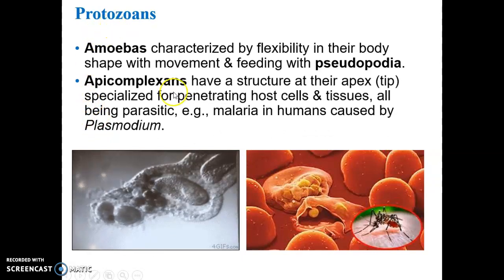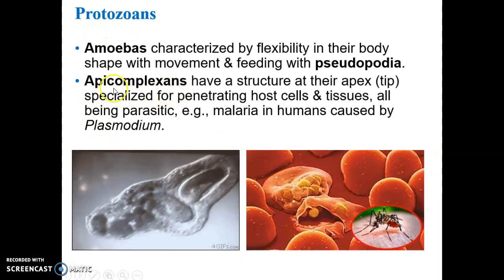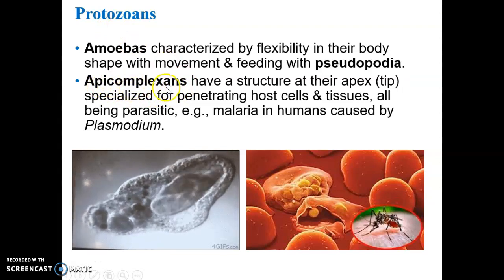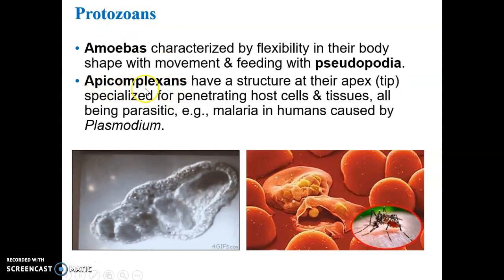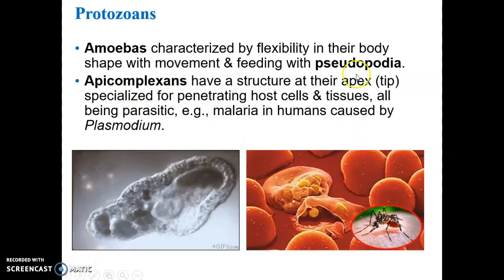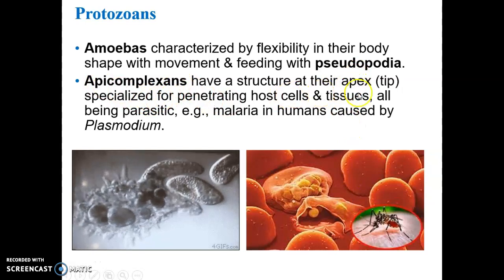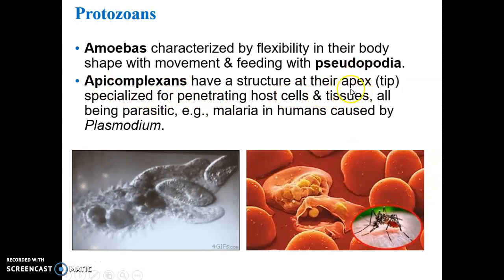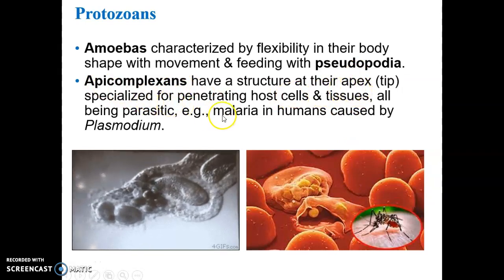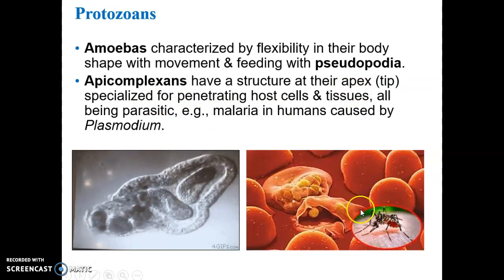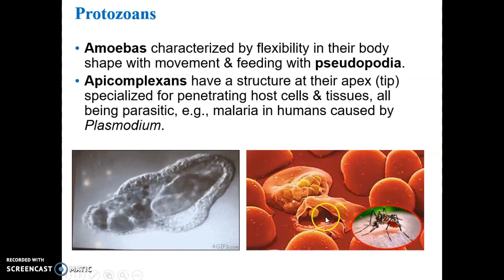Another type of protozoans are the apicomplexans. Api means end or tip, and complexa means that there's a structure, a complex at their tip, at their apex. So this modified structure at the apex is specialized, used to penetrate into host cells and or tissues by a parasite.